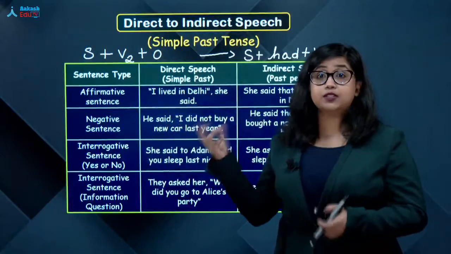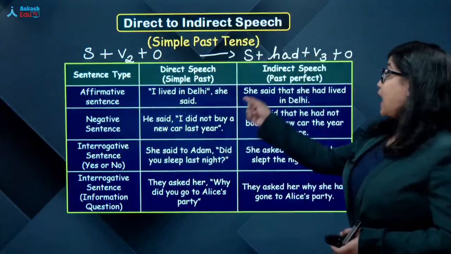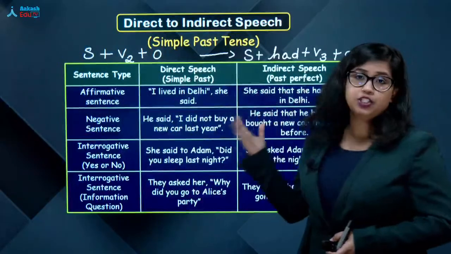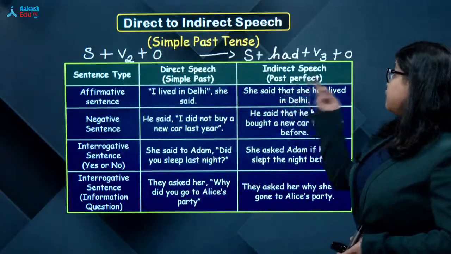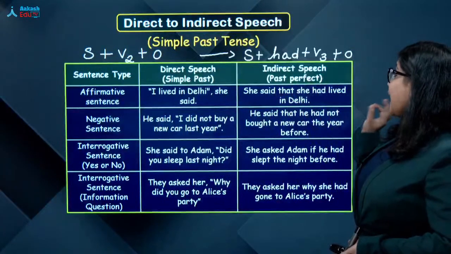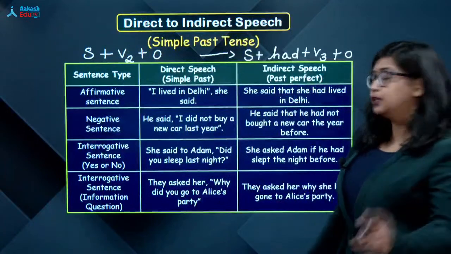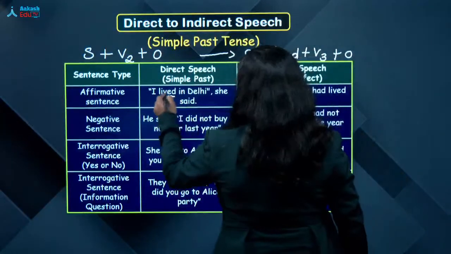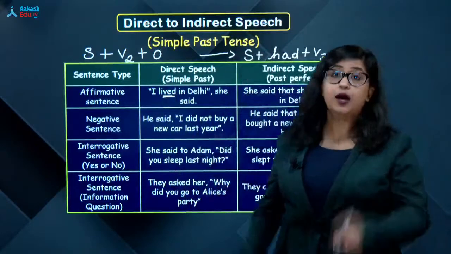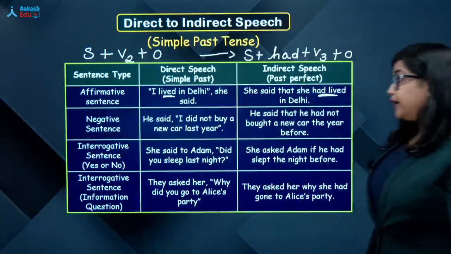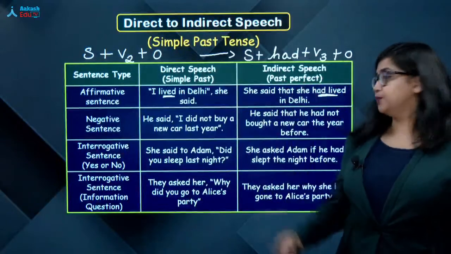For example, let us look at the example. The positive sentence: she said, I lived in Delhi. So this will change to, she said that she had lived in Delhi. Here can you see, lived changes to had lived. That is V2 changes to had plus V3. Live, lived, lived.